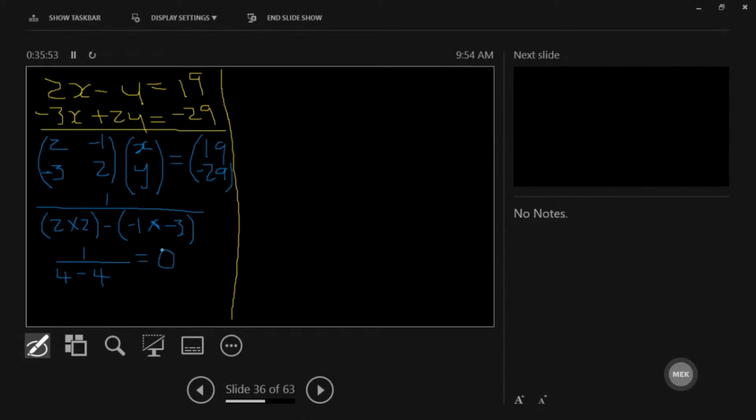Let me double check if I have the correct thing. So it's 2x minus y is 19. Negative 3x plus 2y, that's negative 29. So we have 2, negative 1, and negative 3, 2. 2 2's 4 minus negative 3, negative 1. All right, so this is going to be 0.